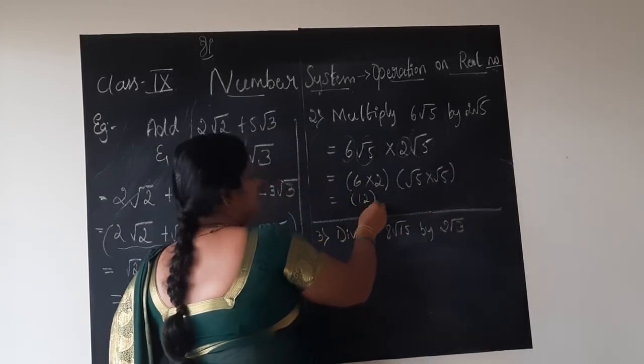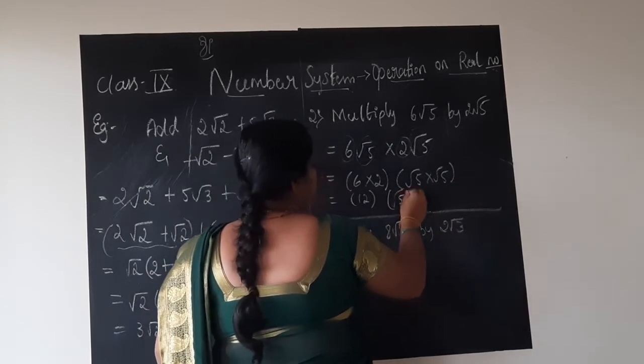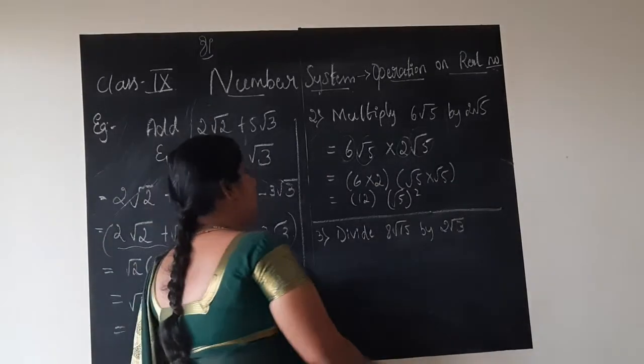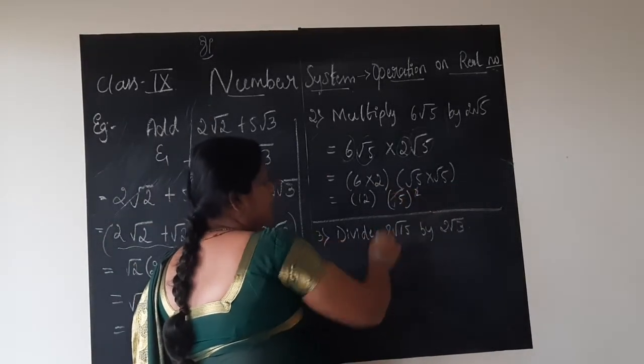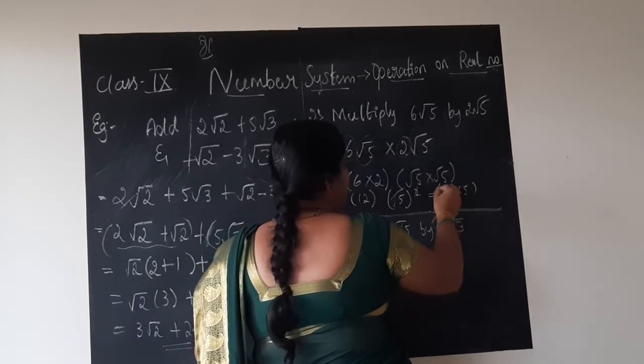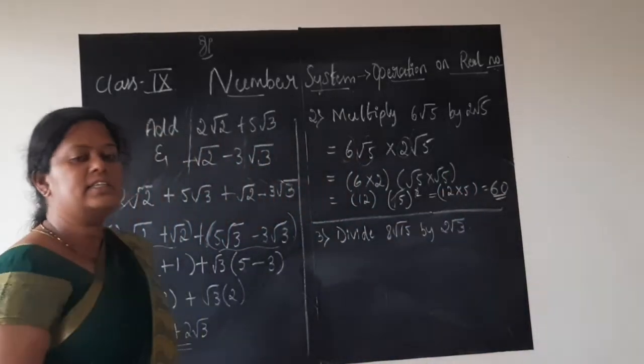Now multiply, 6 2s are 12. Square root 5 into square root 5 is square root 5 whole squared, right? Square root 5 into square root 5, square root 5 whole squared. The square root will get cancelled. Next you are left with 12 into 5, which is equal to 60. So the answer is 60.